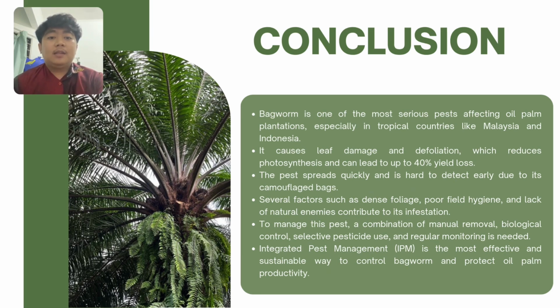Things like thick leaf, dirty field, and dry weather, which reduce natural enemies, make the problem worse. The best way to control them is by using integrated pest management. This means combining different methods such as removing them by hand early on, using natural enemies, spraying only when needed, and checking the field often.